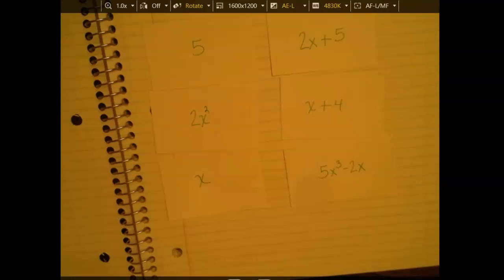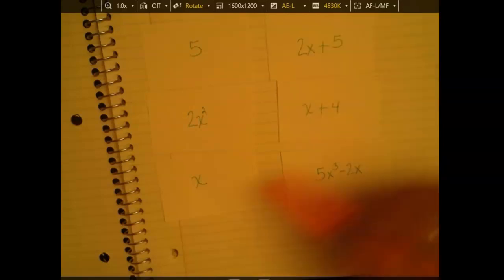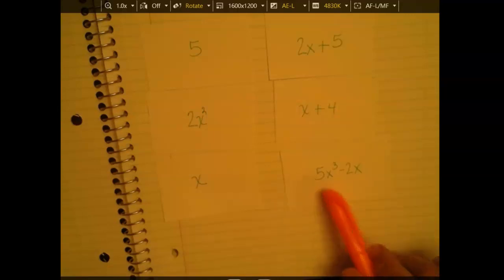On the other hand, these 3 would be considered to have 2 parts. Do you see why? Okay, when we have 2x plus 5, the 2x is 1 part, and the 5 is the other part, right? Like here's 5 is 1 part. So now we've added another part to it. X is 1 part, but we've added something else to it, a plus 4. 5x to the third is a part, and minus 2x is a part.